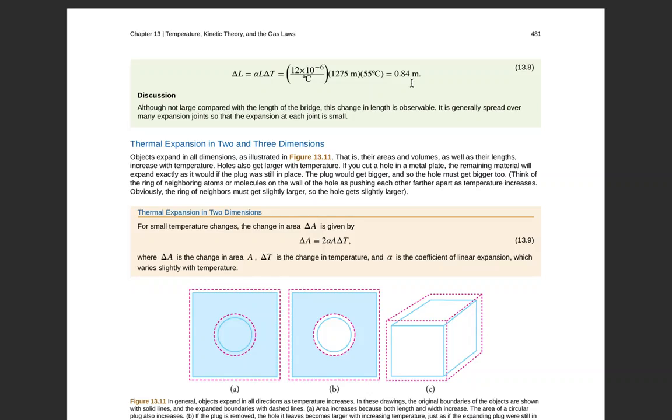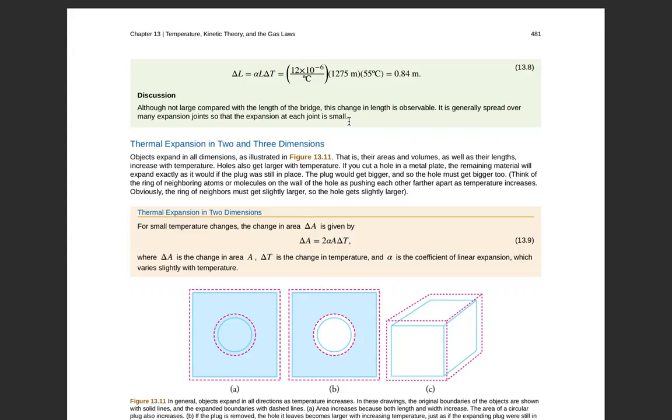Okay. So notice that the linear expansion coefficient is per degree C, per temperature. So you have to make sure that those temperature units cancel out. The only thing that should be left is meters, which is a distance unit. So although not large compared with the length of the bridge, this change in length is observable. It is generally spread over the many expansion joints so that the expansion at each joint is small. So you won't be able to observe it just by looking at the bridge, but it's definitely there.